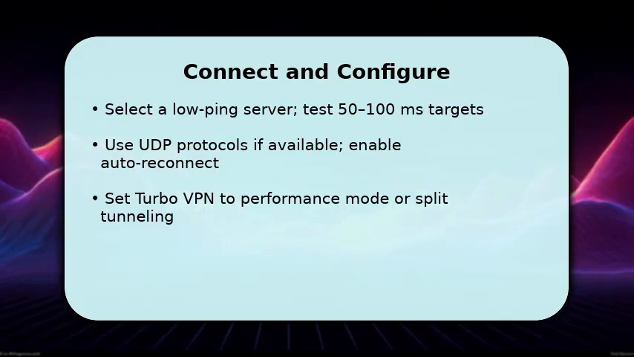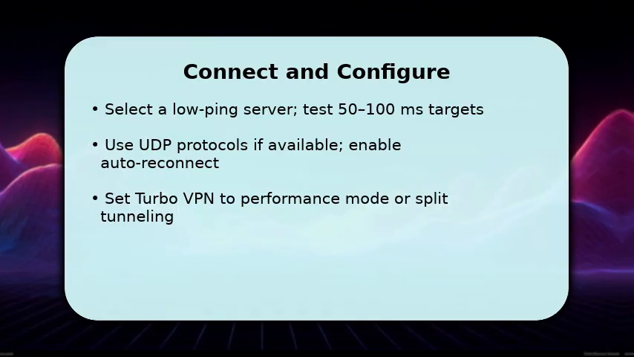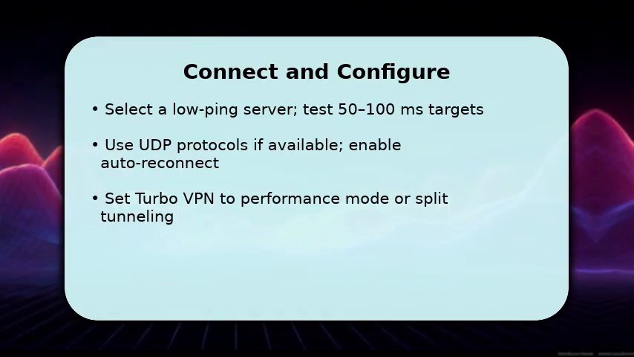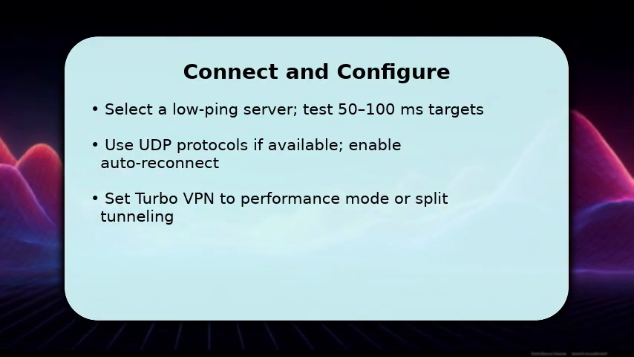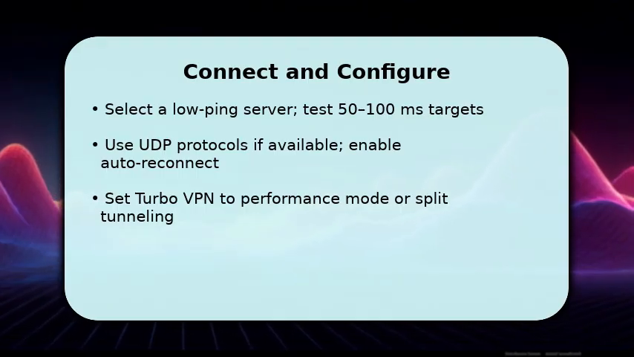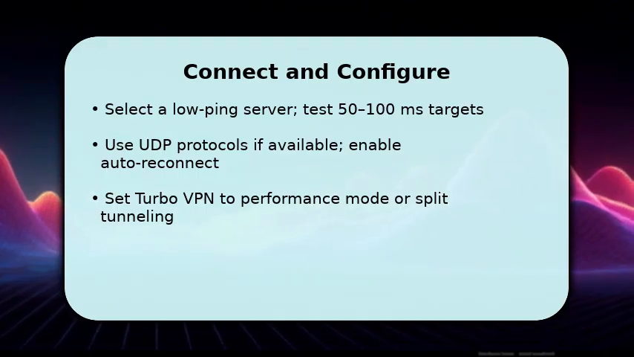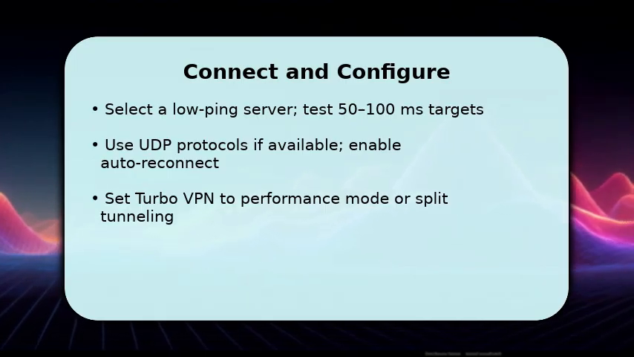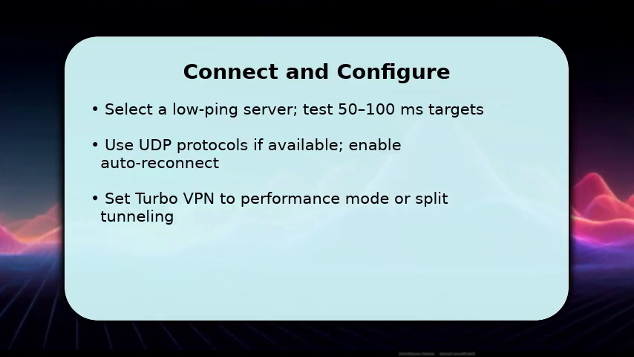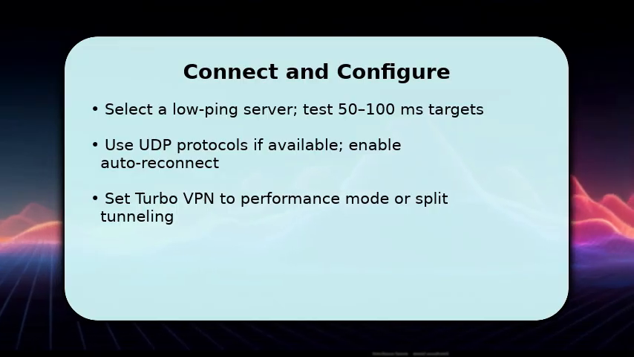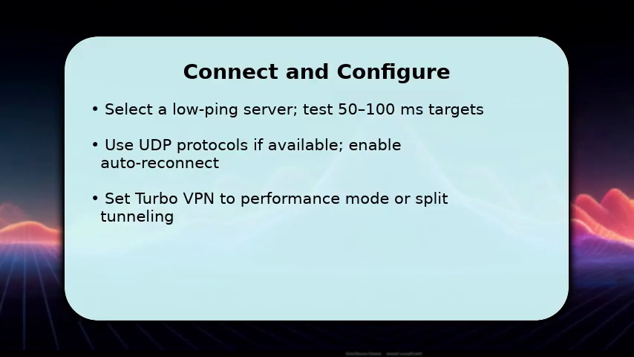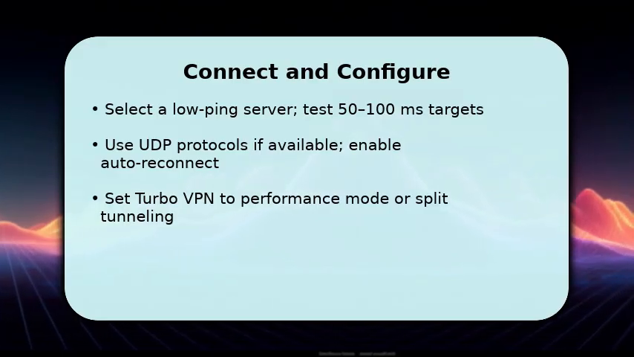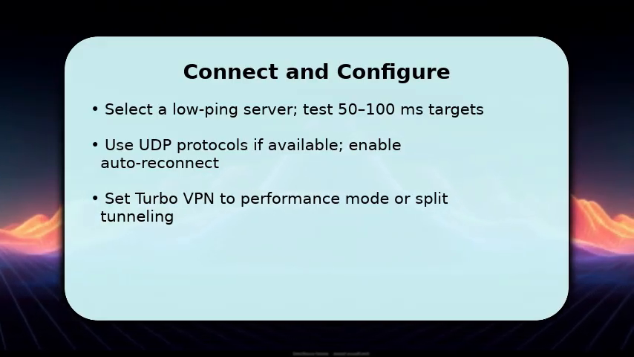Open Turbo VPN and run the built-in speed or ping test. Choose a server with 50 to 100 milliseconds or lower. Use UDP mode if the app offers protocol choices because it favors real-time gaming. Enable auto reconnect so dropped connections won't boot you from matches, and use split tunneling to route only Efootball through the VPN when supported. This keeps overall traffic efficient and minimizes added latency.